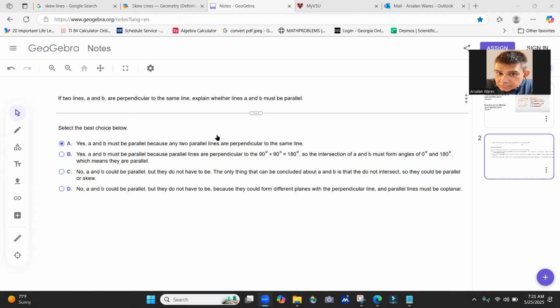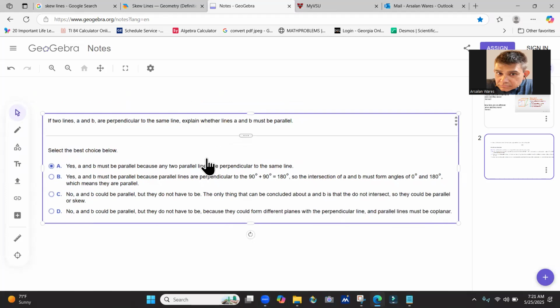So I would work on this problem. It's the 16th problem, problem 16 from 11.1, and it is a difficult question. So let's read it briefly. If two lines A and B are perpendicular to the same line, explain whether lines A and B must be parallel. Make sure you focus on the word must, okay? A is not the correct answer.